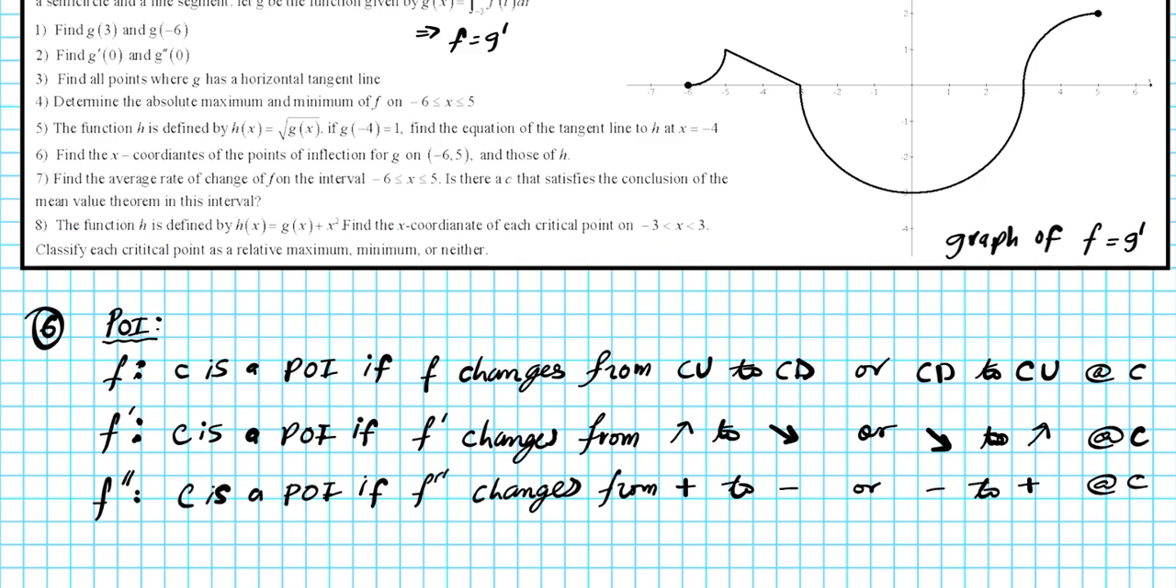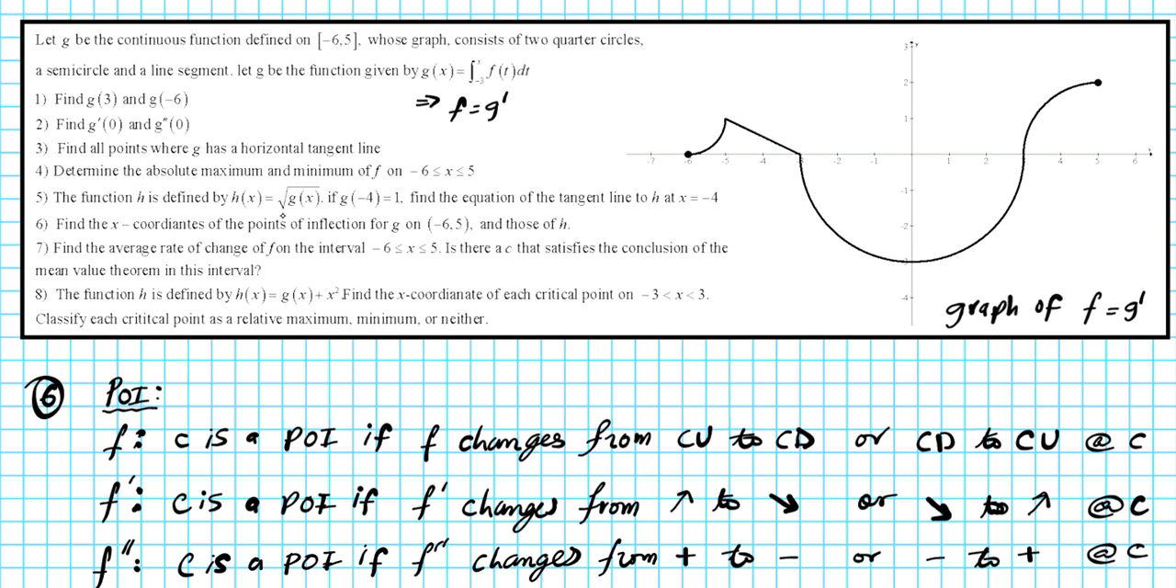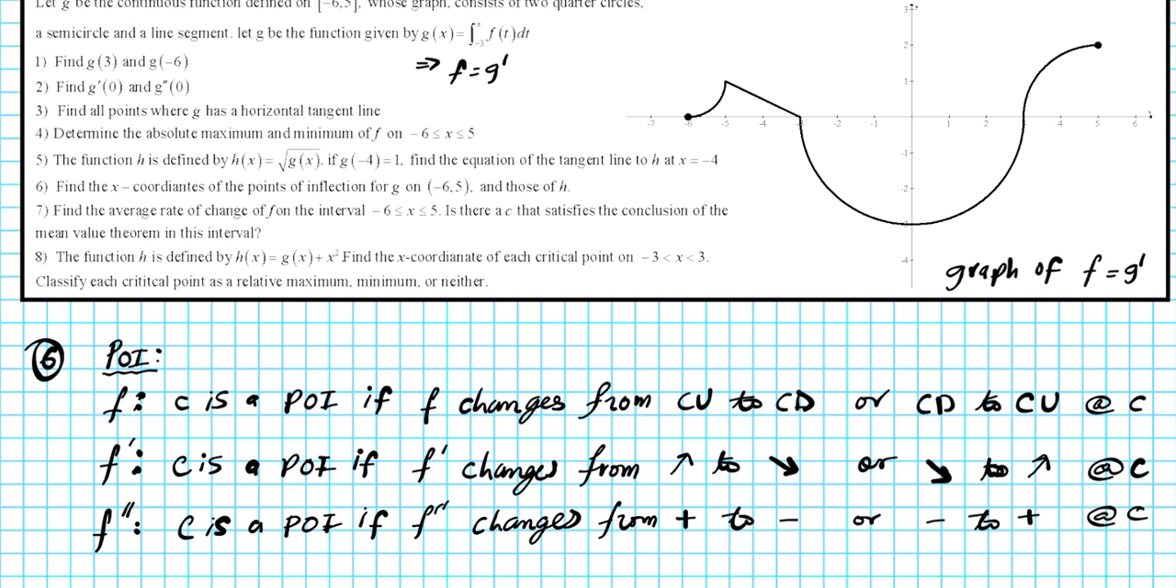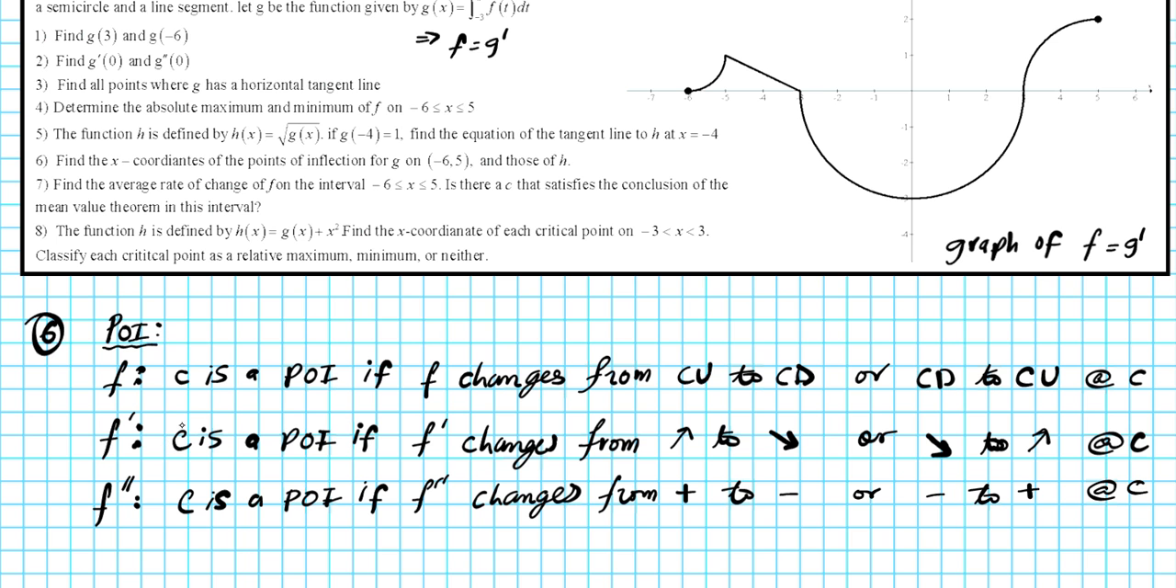So first of all, we are to find the points of inflection of g. To find the points of inflection of g, we are provided with the graph of g prime. So out of these three approaches here, which of them are we going to use? We have the graph of the derivative, so we're going to be using approach 2. Where does this graph change from increasing to decreasing? That tells us where we have a point of inflection.